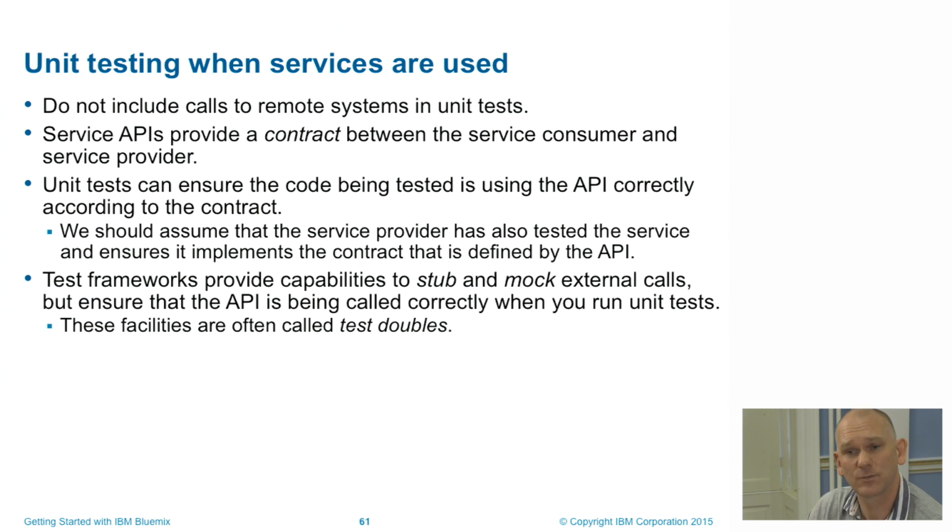And there are test frameworks that provide capabilities. They're often called mocks or stubs, and sometimes called test doubles, where I'm actually going to prevent the call to the external service, but I'm going to verify that I'm actually using the API correctly. And you need to adopt those frameworks within your unit tests.